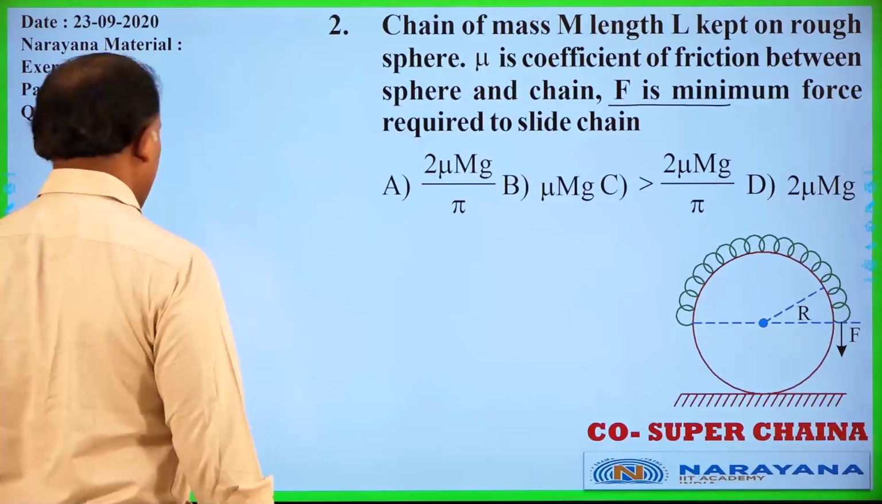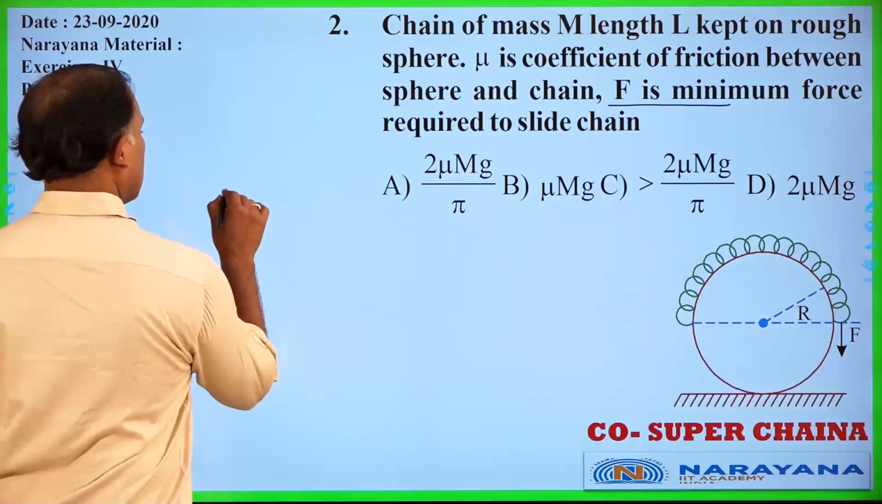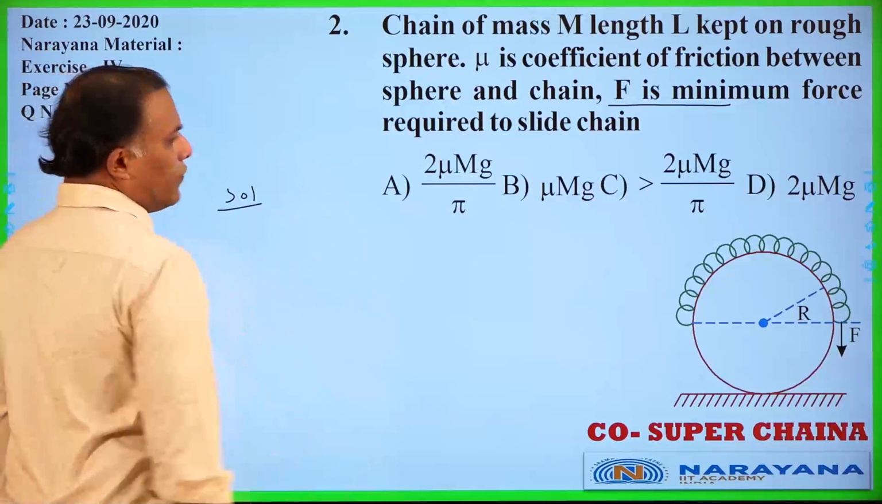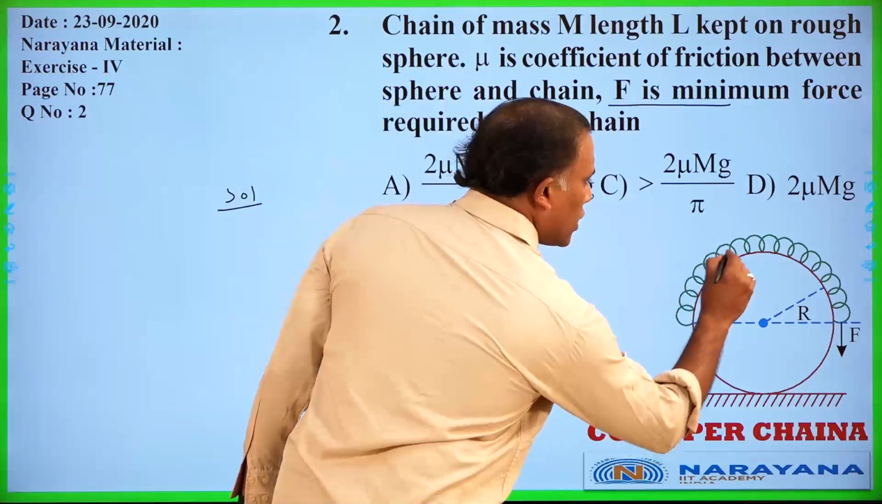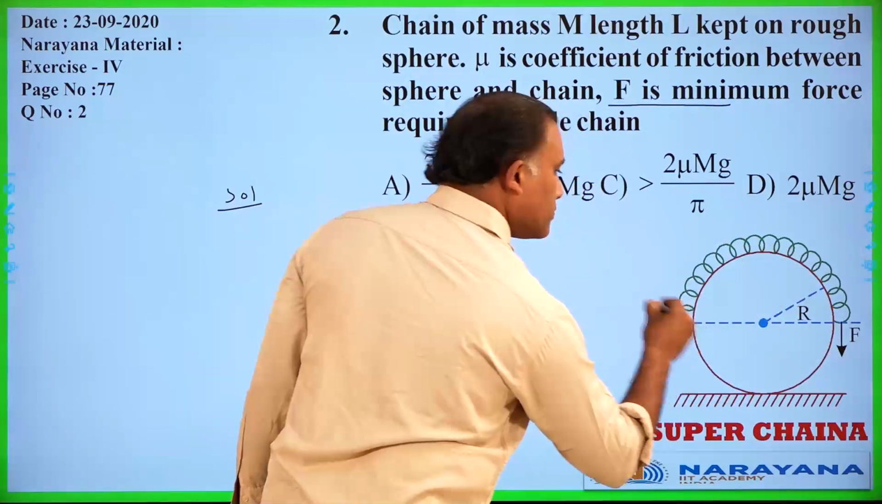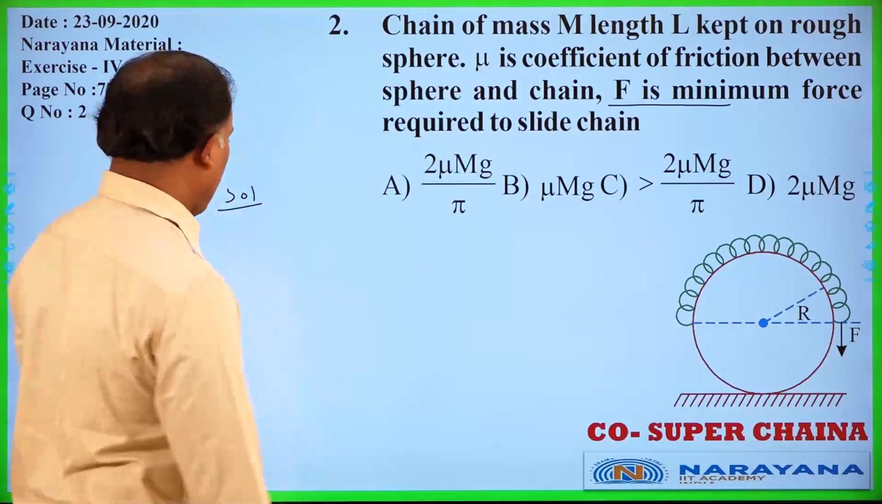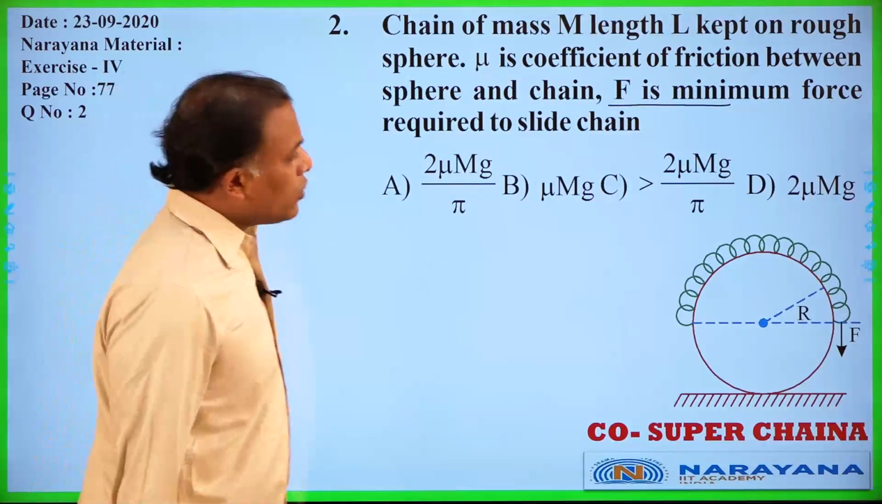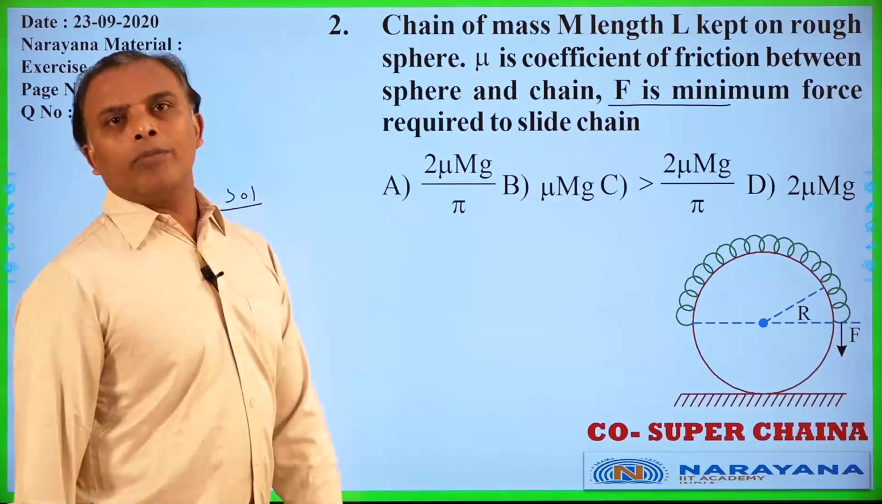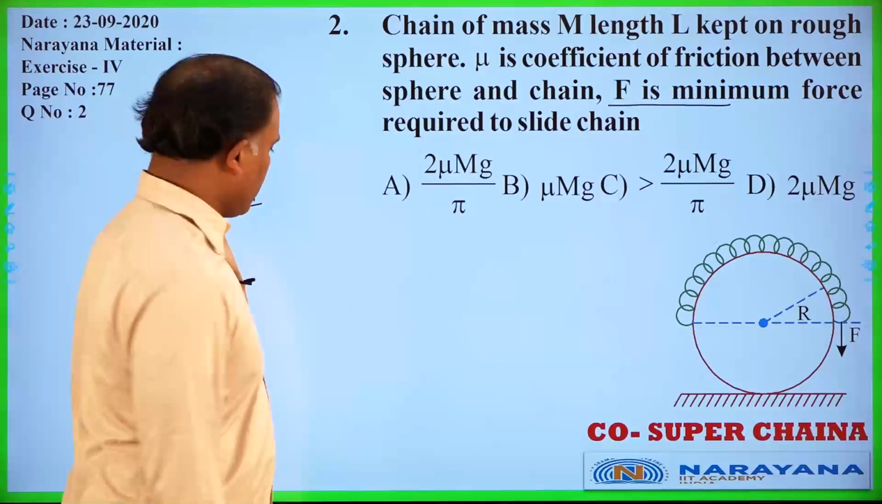Yes, let us see that one here. Solution. If you see this entire diagram, the chain is here like this. If you see that, friction is equal to mu into normal reaction, which we need to consider.